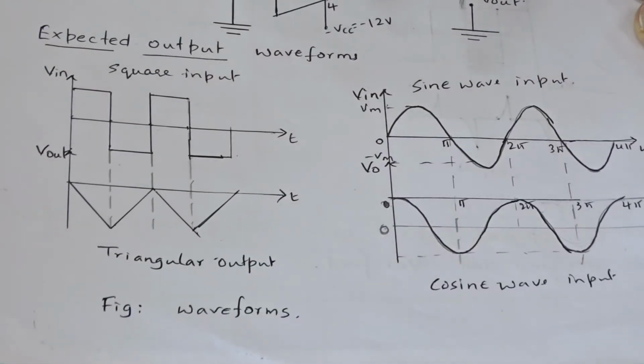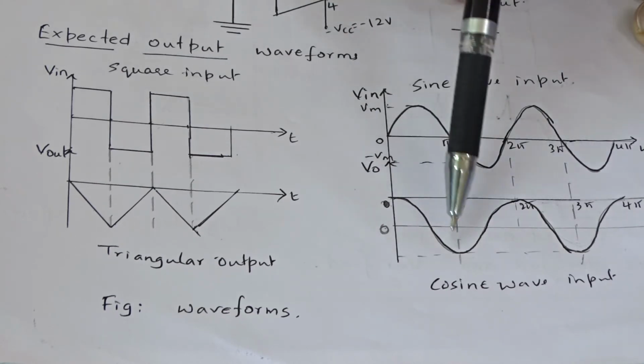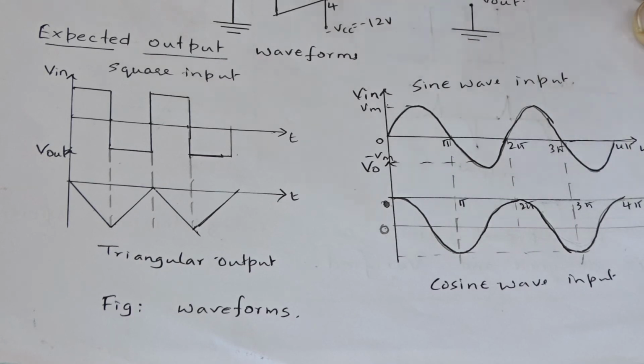Similarly I can consider a sine wave input also. I will apply a sine wave input. This is a sine wave input, and you know that the integration of the sine gives a cos wave, and the output will be negative, so you will get the waveform like this. So this is for the input voltages, square and sine wave.